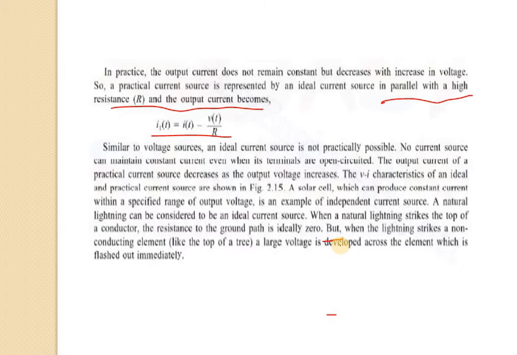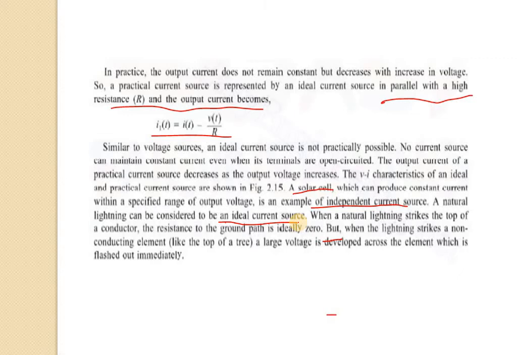A solar cell, which can produce constant current within a specific range of output voltage, is an example of an independent current source. Independent current source example: solar cell. A natural lightning can be considered to be an ideal current source. That means the lightning, whatever amount of current is created, can also be an example of an ideal current source. When a natural lightning strikes the top of a conductor, the resistance to the ground path is ideally zero.